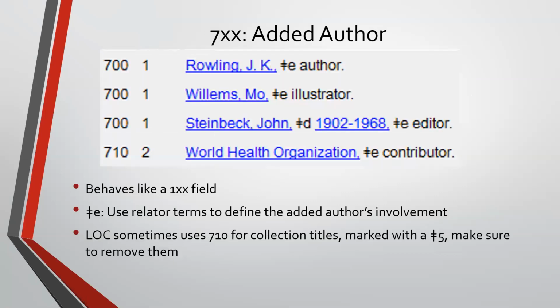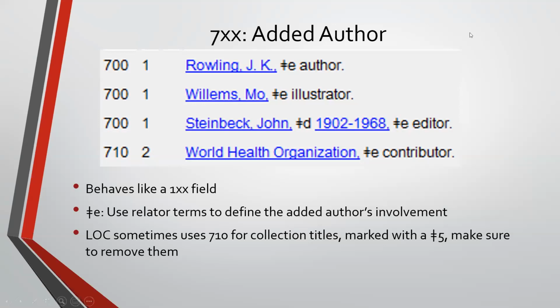Okay, your 7XX, your added authors. These behave just like 1XX fields. You're using these fields to describe the additional people that are on your title page and that are entered in your 245 subfield C. So the first person, the person who is responsible for the majority of the work, is described in your 100 field. Everyone else is described here in this 700 field.